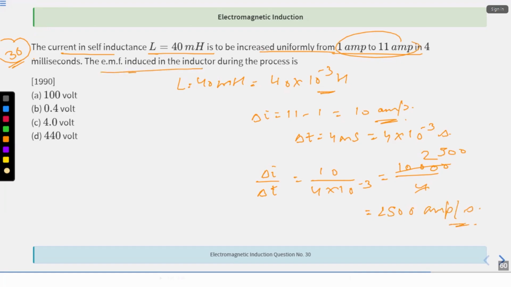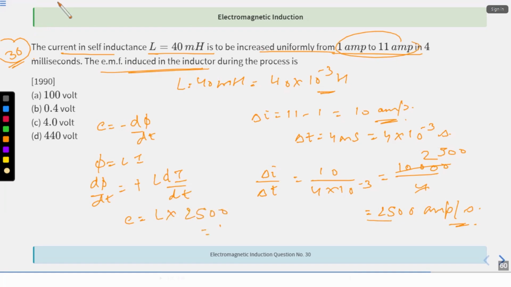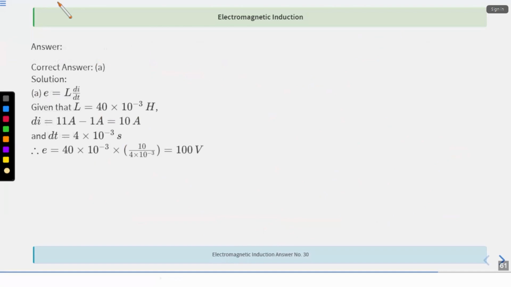Cool. So EMF is given by minus d phi by dt. Phi equals L I, so d phi by dt equals minus L dI by dt. From here you can write EMF equals L into dI by dt, which is 2500. L is given to us as 40 into 10 power minus 3 henry, into 2.5 into 10 power 3. So this and this will cancel, and you would be left with 40 into 2.5, which is 100 volts. Cool. So option number A is our right answer. I can check that. Yes, option number A is our right answer.